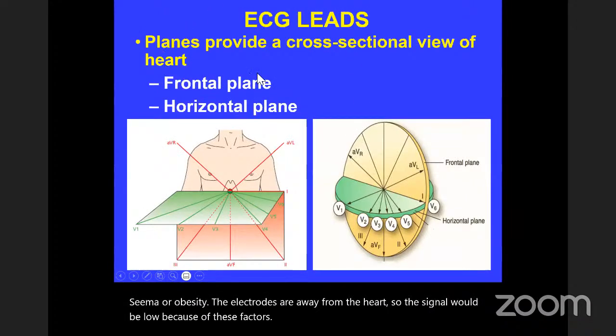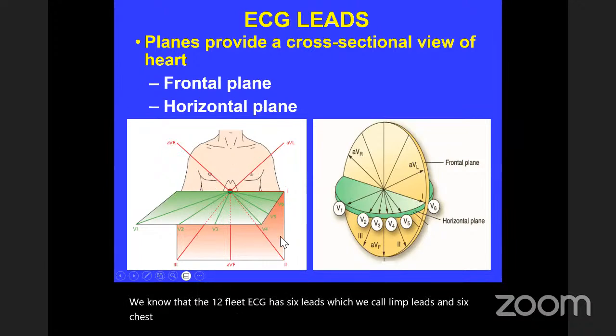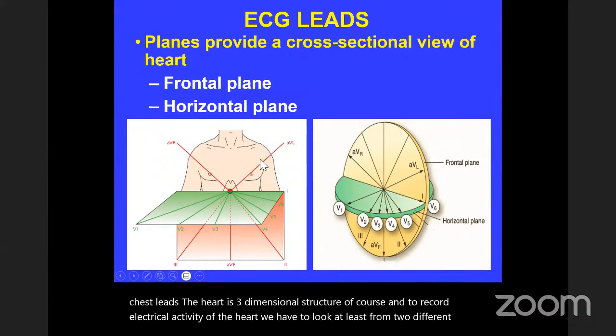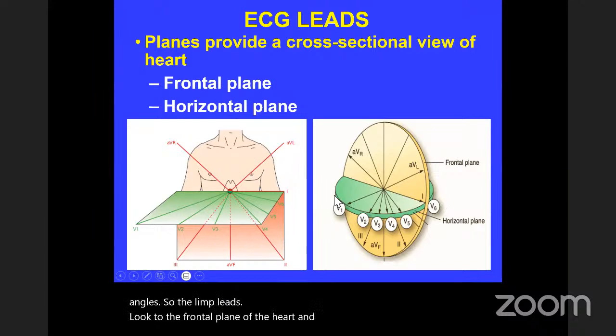We know that the 12-lead ECG has 6 leads, which we call limb leads, and 6 chest leads. The heart is a three-dimensional structure, of course, and to record the electrical activity of the heart, we have to look at it from at least two different angles. So the limb leads look at the frontal plane of the heart, and the chest leads or precordial leads look at the horizontal plane of the heart.